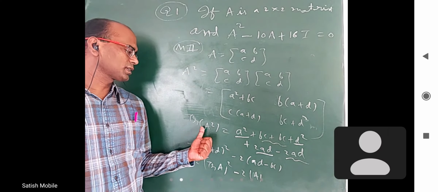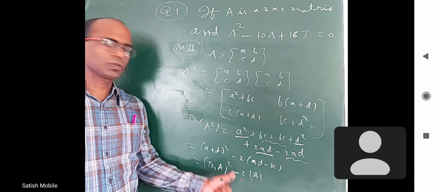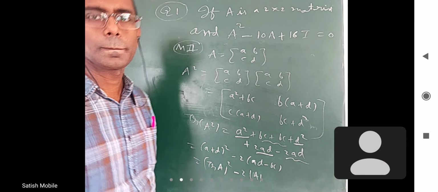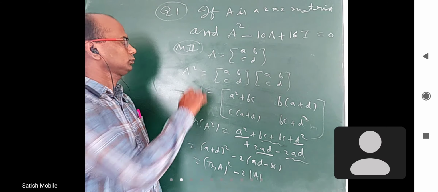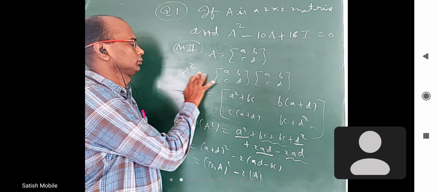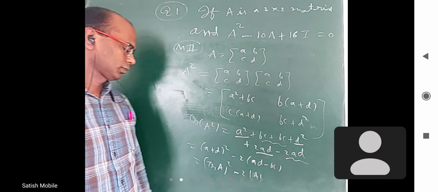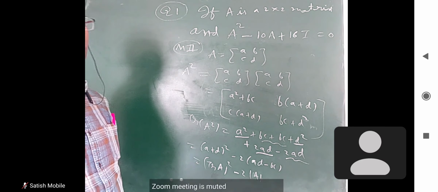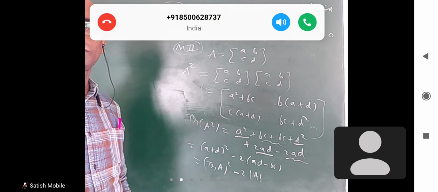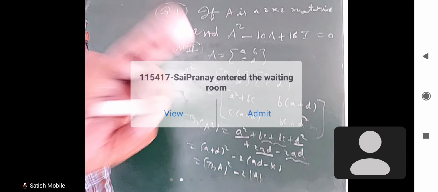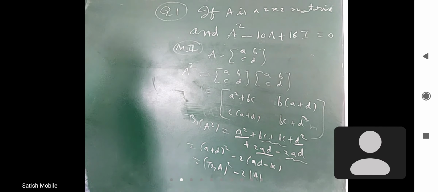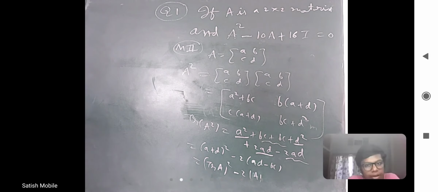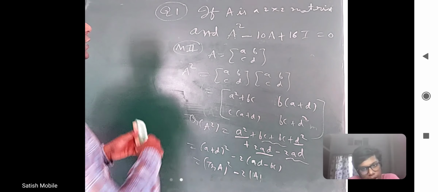So we got the same result: trace of A square is trace of A whole square minus 2 times det A. Yeah, this is method 3, please copy method 3.